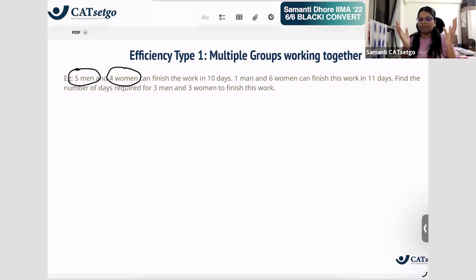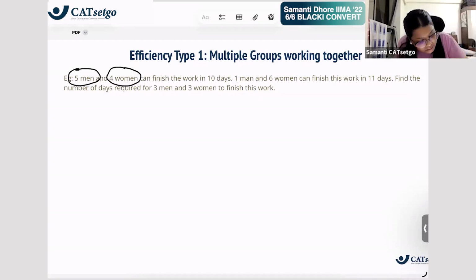So it's like a group which is made of 5 men and 4 women. There's another group which is made of 1 man and 6 women. They both are doing the same work. One is doing it in 10 days, another one is doing it in 11 days. So here, same steps, same funda is used almost, right? But there's efficiency ka factor that comes into the picture. How do we factor in efficiency?